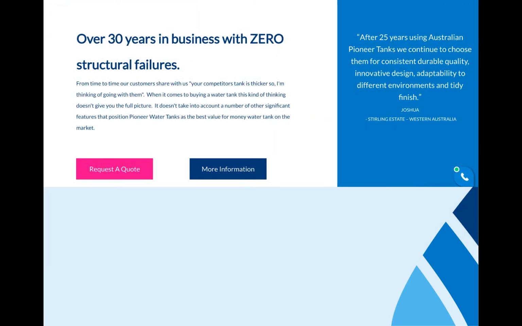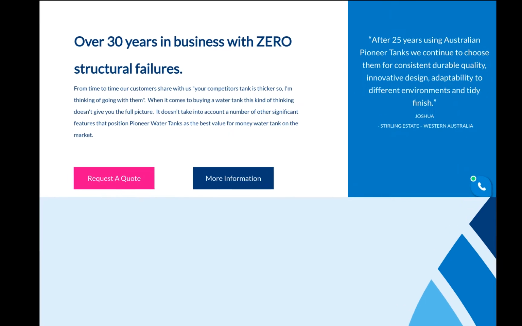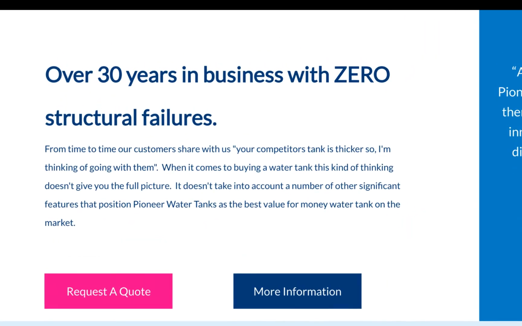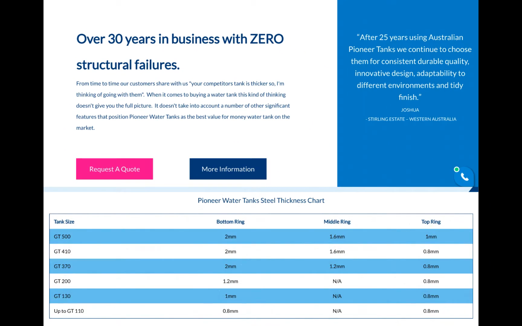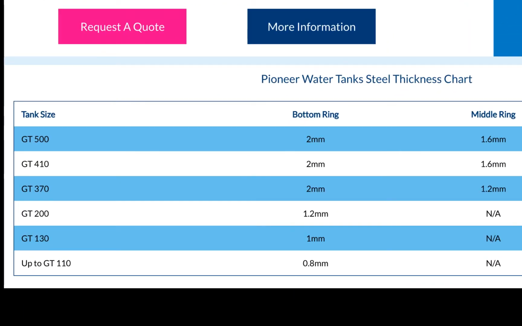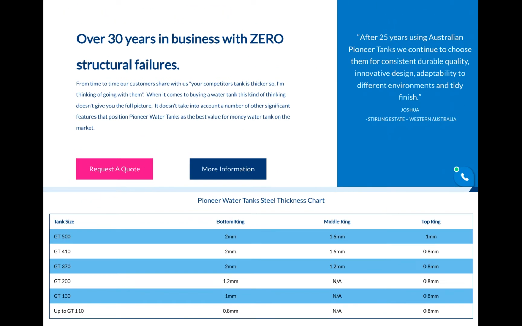So, tapping into the fear of what people may have in relation to a smaller size steel, we hang our hat on the fact that our tanks have stood the test of time. Over 30 years in business with 0 structural failures. Now that's a fact. So we put it out there that our tanks will last the test of time, and we now also provide a sizing chart on the thickness, and we spell out exactly how thick our tanks are, so people can see for themselves that in some instances our tanks are thicker than those of our competitors.